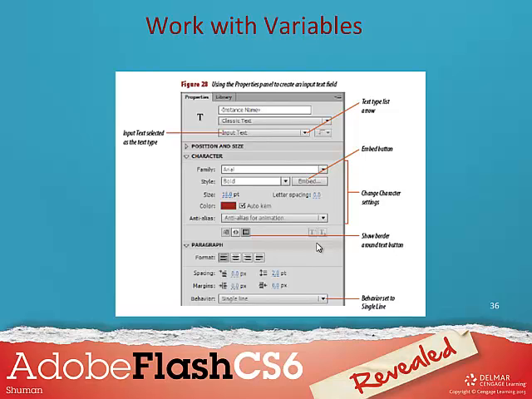Here it shows your properties panel to create an input text field, and it shows there the input text field selected as the text type. You got the embed button, you got your change character settings to set your font family, whether it's bold or regular, italic, whatever, the color or the size. Show border around text button is there, and behavior set to single line, or multiline in a paragraph. That's your paragraph setting.